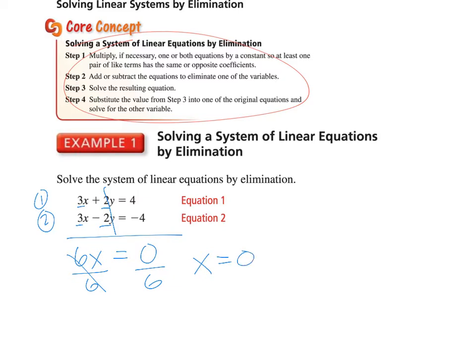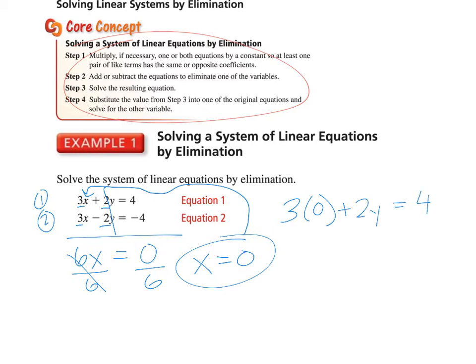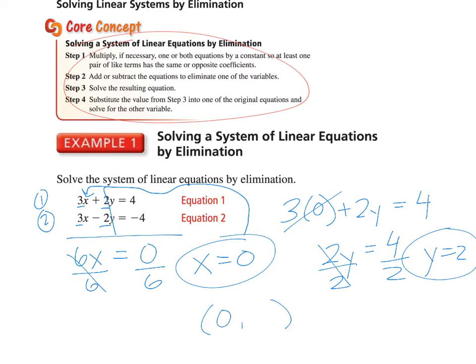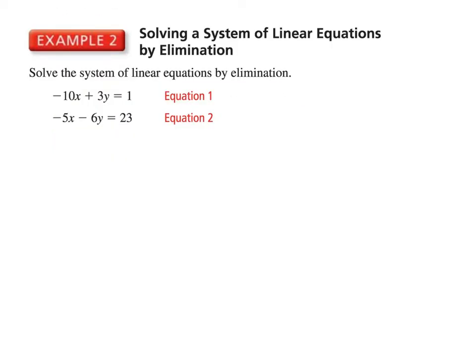Now if I want to figure out what y is, I simply take the x value and plug it into any equation of my choice. So I have 3 times 0 plus 2y equals 4. That's gone. I have 2y equals 4. Divide by 2, and y is equal to 2. My answer is a point. It's (0, 2). Let's go on to another example.